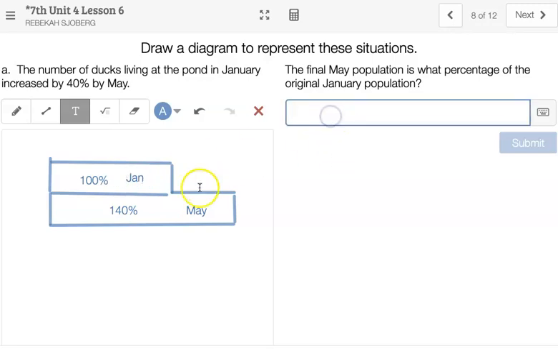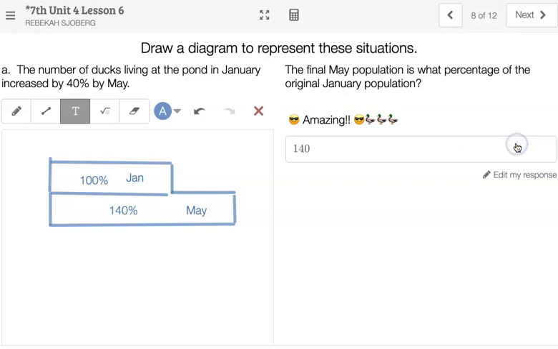So it says the final May population is what percentage of the original January population? That's 140%. It just says that, so I guess don't put the percent in. I might have also chosen at the bottom to break this up into this, call this left one 100 and the right one 40. And then you're going to get the same idea, but total is 140% of the original.